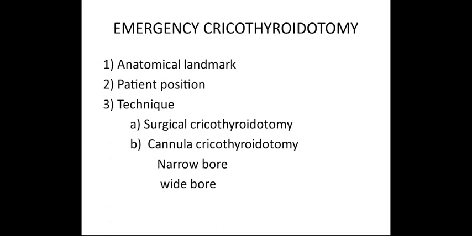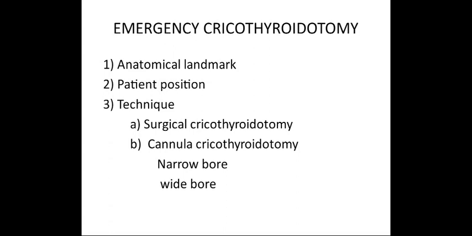Now we will see the patient's position. The patient is positioned supine with neck extended by using a pillow under the shoulders or dropping the head over the operating table. Use aseptic technique. Use universal precautions. Mark the cricothyroid membrane before induction of anesthesia in a patient with anticipated difficult airway.